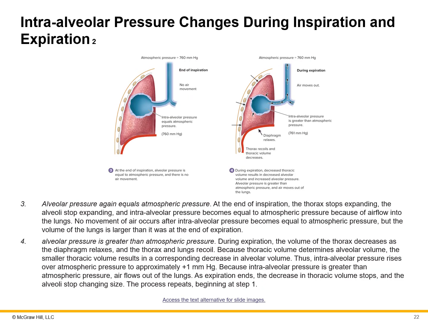Then it's equal again. We're back to 760 and 760, so no air movement. Now what's going to happen, as the volume decreases, the pressure increases. So now it's higher inside the alveoli, and the air is going to move out into a lower pressure gradient.